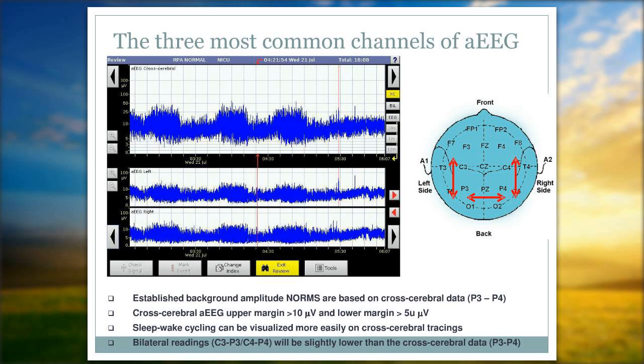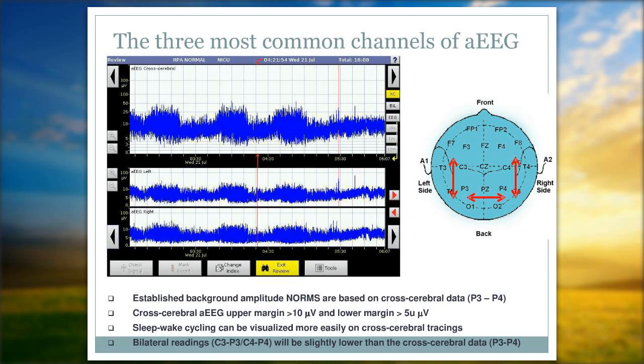When you actually are looking at each individual hemisphere, when we talk about the norms here in a few minutes, if we're looking at the bilateral view, you just need to take that into account and potentially switch over to the cross-cerebral view if you're interested to see whether or not it is spending more time above 5. And the reason that you see these tracings a little bit lower on the bilateral is that the electrodes are actually a little bit closer together.